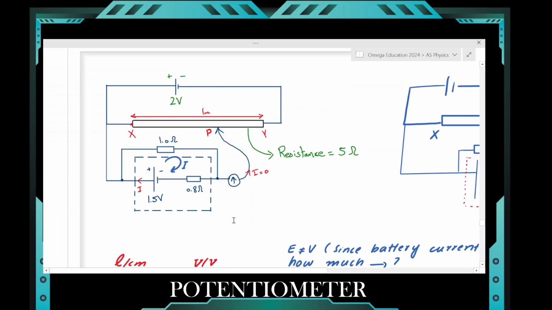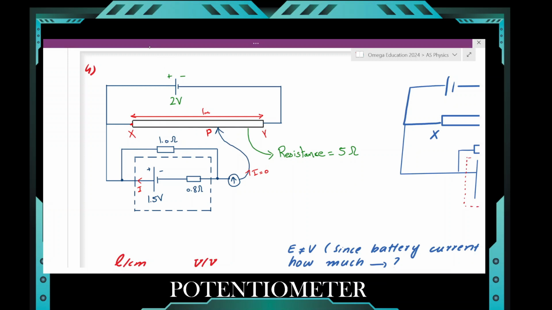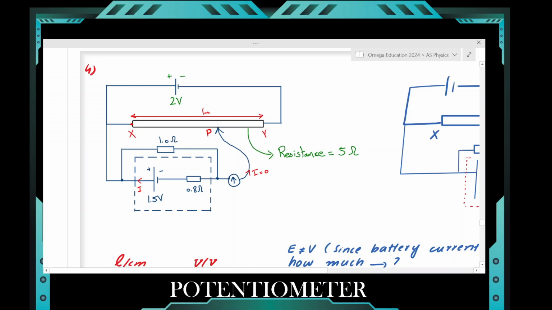So here we have the next case, case 4. So how is it different from the previous 3? You have a resistor of 1 ohm which is connected in parallel to the battery. Now the first question that you ask yourself: would there be any current passing through this resistor, provided no current should be flowing through the galvanometer? So if no current flows through the galvanometer, would there be any current passing through this resistor?